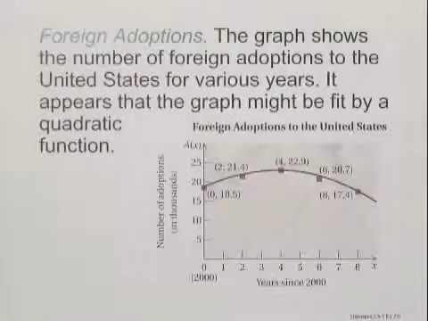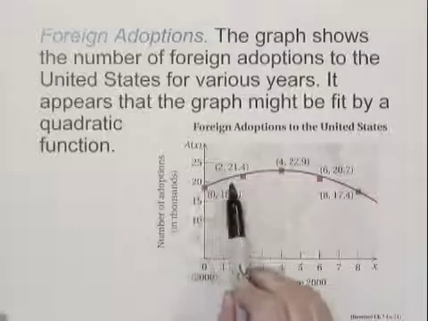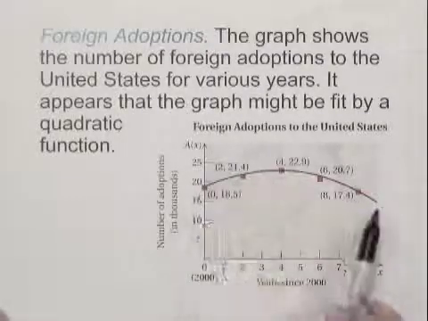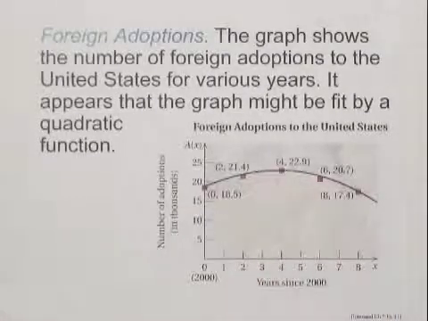The graph shows the number of foreign adoptions to the United States for various years, and it appears that the graph might be fit by a quadratic function. And the data is shown as the boxes and a parabola drawn through them.